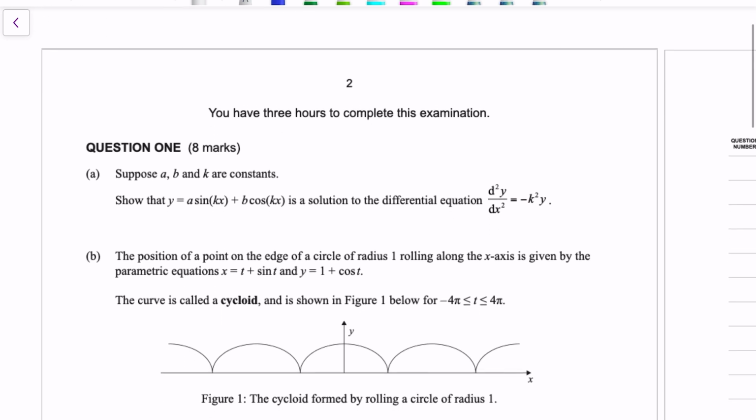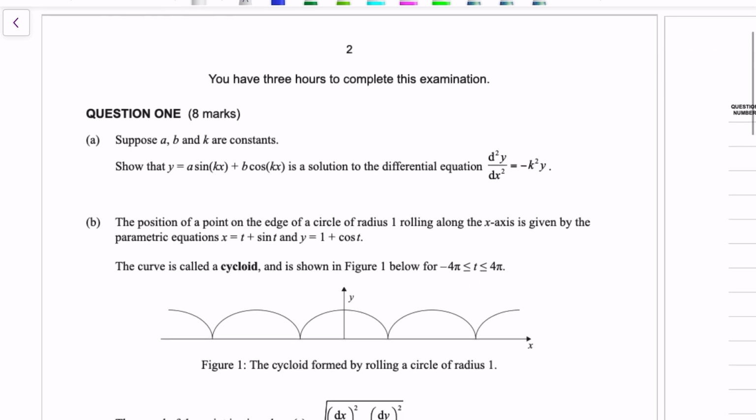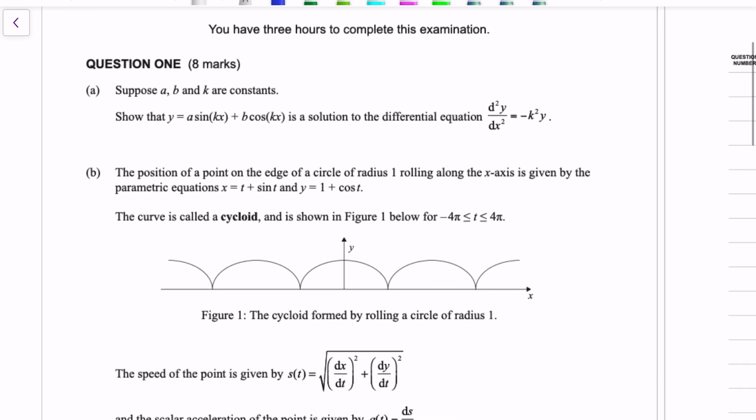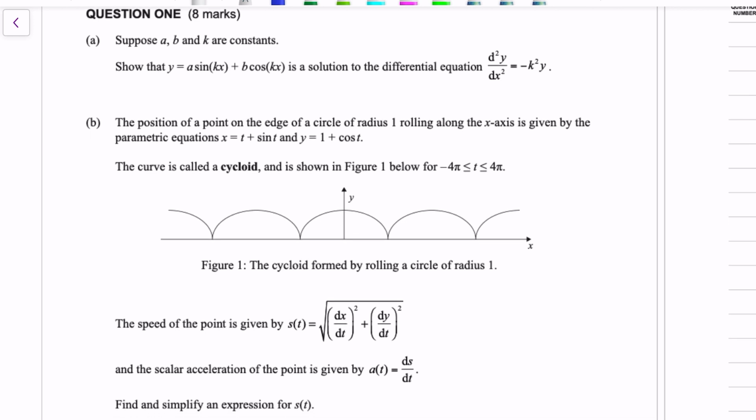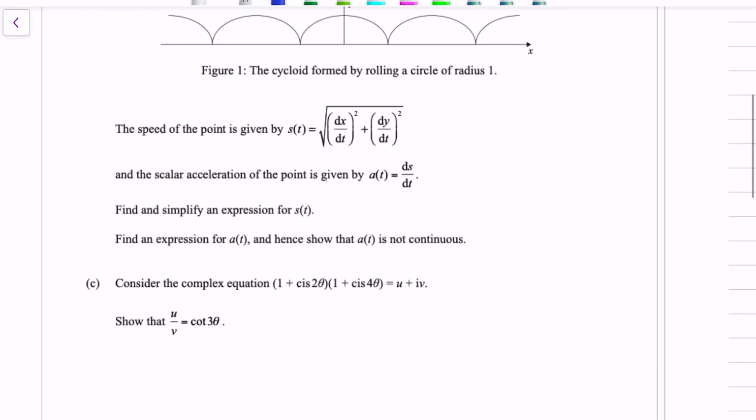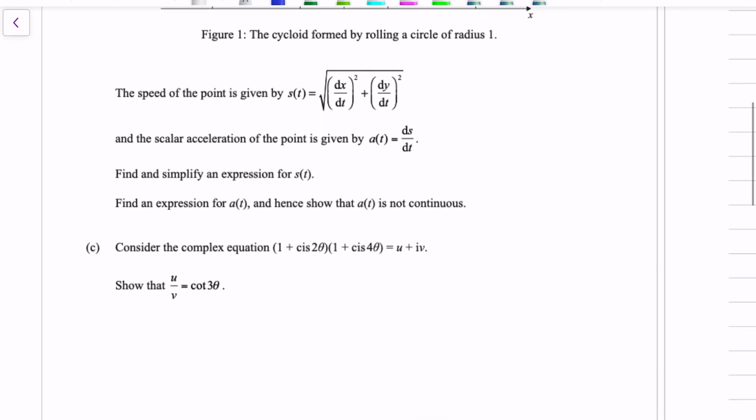First part is a differential equation that's related to simple harmonic motion. 1b is a cycloid, which we're given the parametric equations of, and then we're asked to do stuff with its acceleration. And then lastly, we've got a complex number equation there, of which we need to use some trig identities to prove that u over v is equal to cotan of 3 theta.